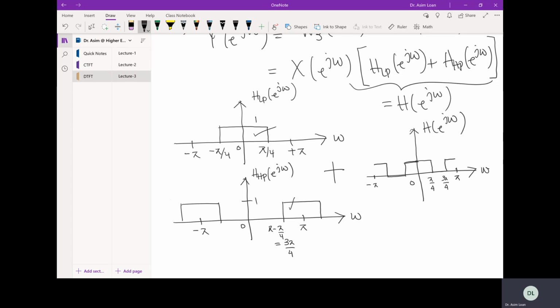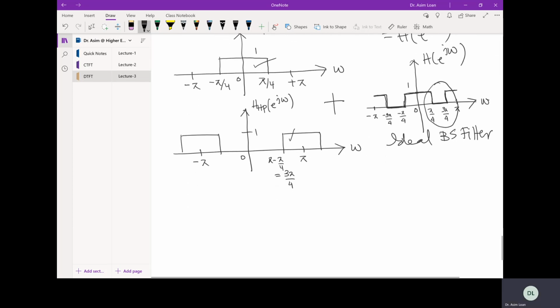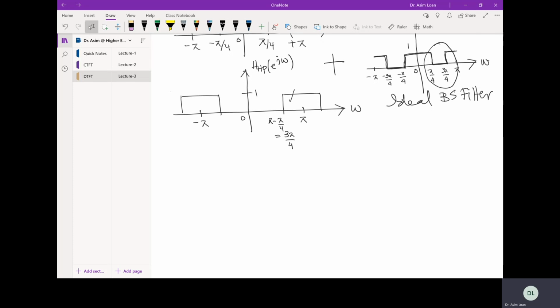This is minus pi, minus 3 pi by 4, and minus pi by 4. Maybe I move the 0 over here. 0 is over here, the side is 1, and this is an ideal band stop filter because it's stopping these frequencies. This is an ideal band stop filter. So this is how you actually do analysis using convolution and using the property of convolution.